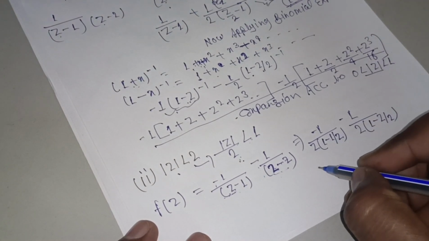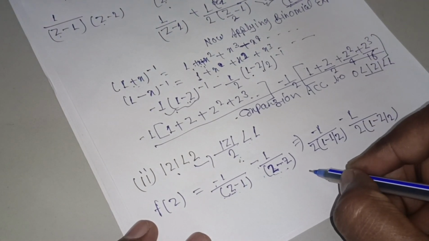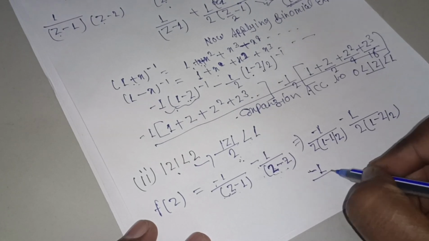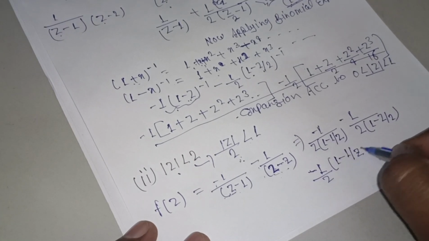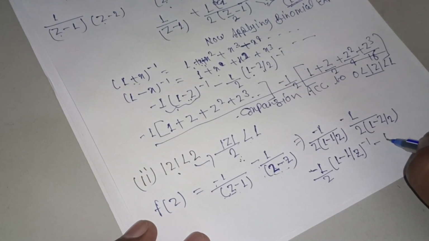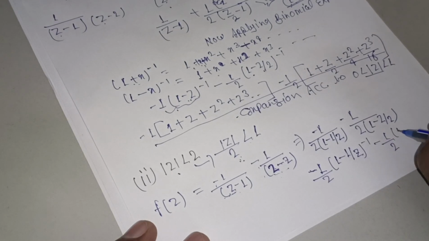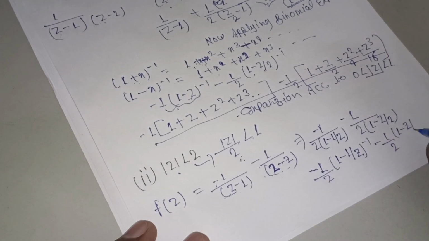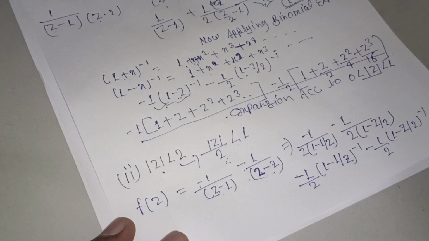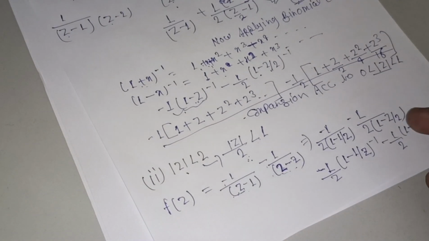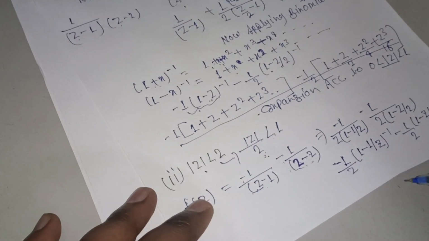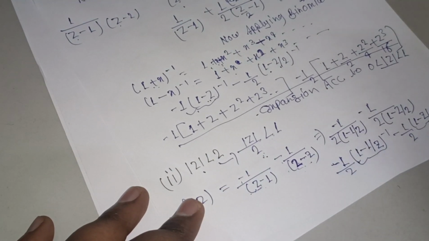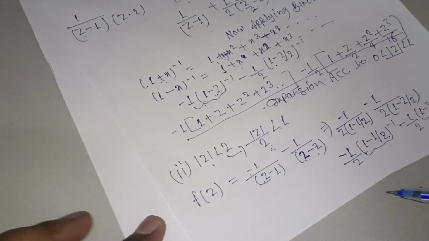So now I can write it something like this: minus 1 upon z, 1 minus 1 by z, minus 1, minus 1 by 2, 1 minus z by 2, inverse. So now simply we will apply binomial expansion. From binomial expansion I'm just doing directly.